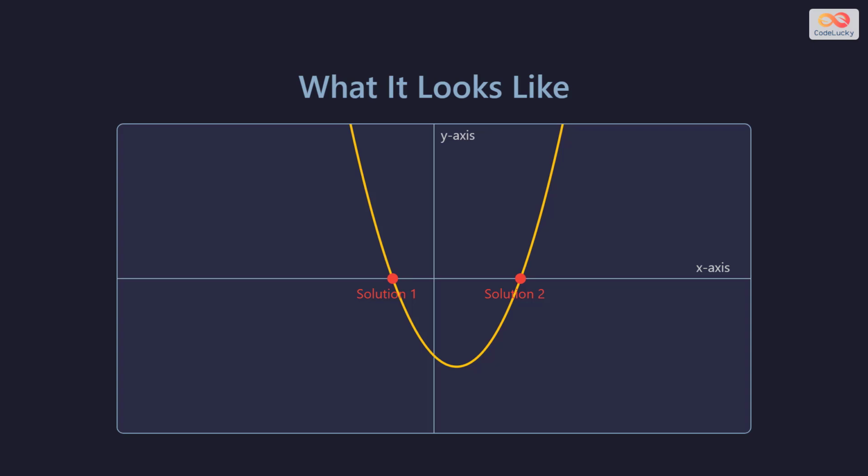Visually, this is what's happening. The parabola sweeps down and crosses the x-axis, goes to its lowest point, and then comes back up, crossing the x-axis a second time. Those two crossing points are our two real solutions.